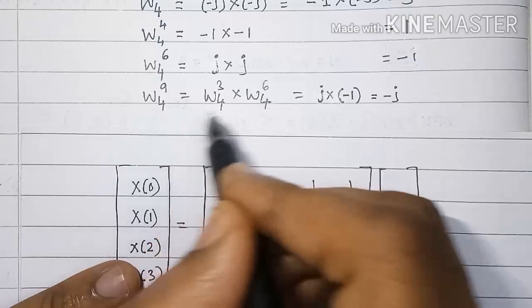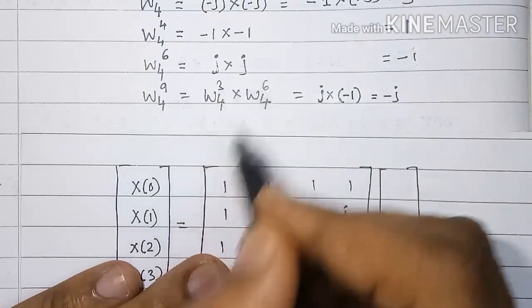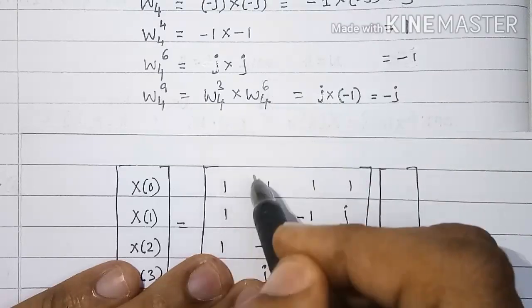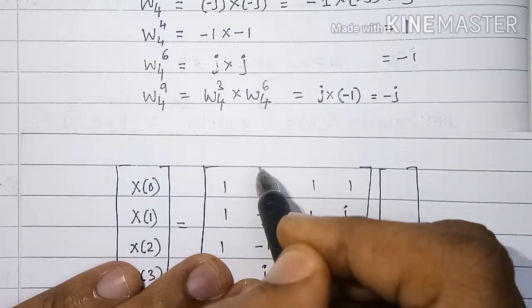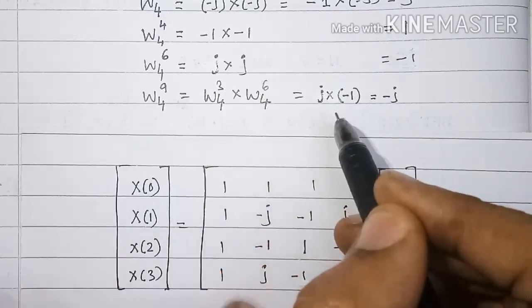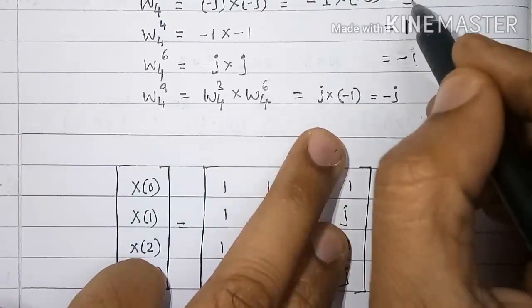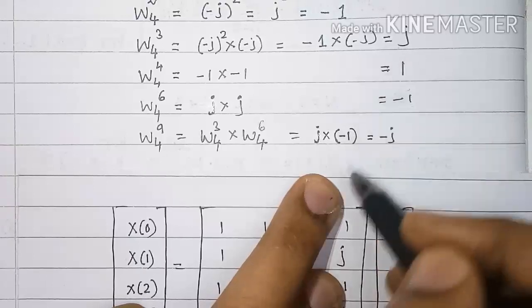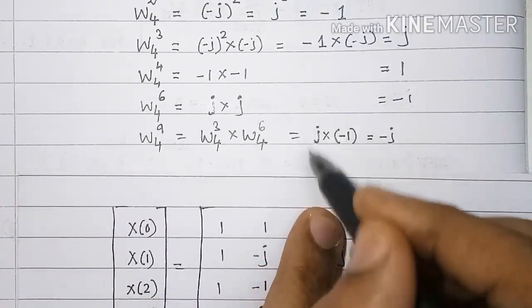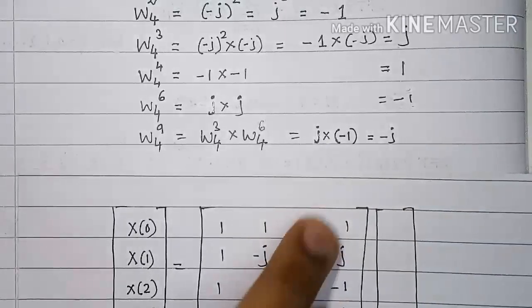W4 raised to 9: 3 plus 6 is 9. So W4 raised to 3 into W4 raised to 6 will become W4 raised to 9. W4 raised to 3 is J and W4 raised to 6 is minus 1. If we multiply these two, we get minus J.